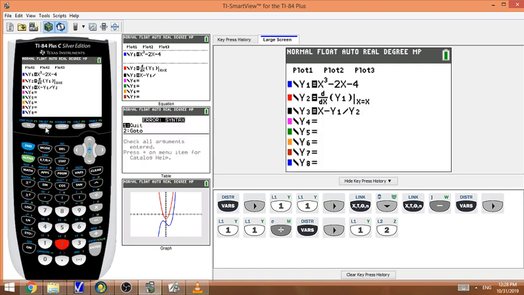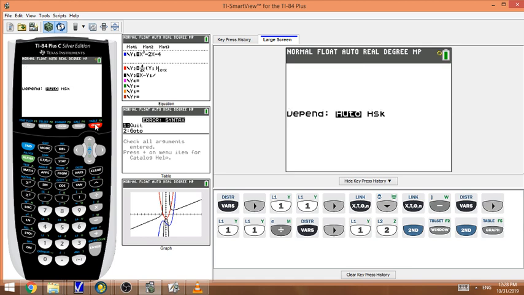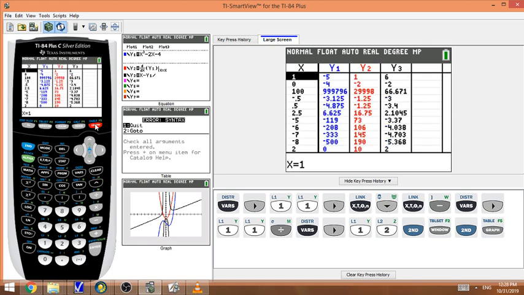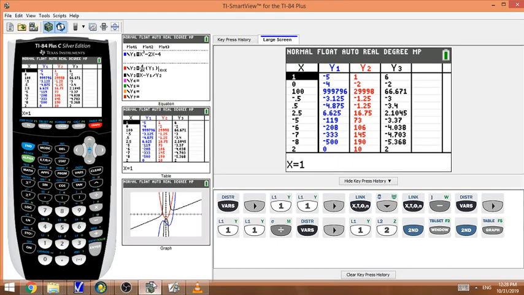And now from here we can use the xy table. In order to set up the table, you want to go to second window and make sure that you put in the independent variable as ask mode, and then the dependent variable is automatic. And then we go to second and then table. The first approximation we're using is 1, so let's put in 1.